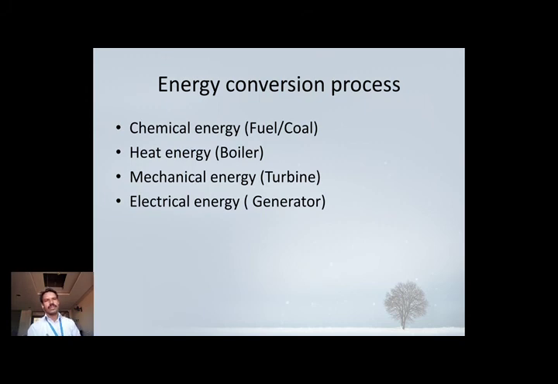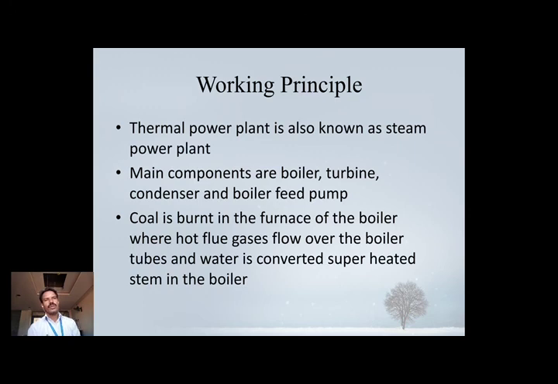Now, energy conversion. First, the chemical energy of the fuel, coal, is converted to heat energy with the help of the boiler. The boiler produces thermal energy, which is converted to mechanical energy in the turbine. The mechanical energy is converted to electrical energy with the help of the generator. This is the working principle of a thermal power plant.